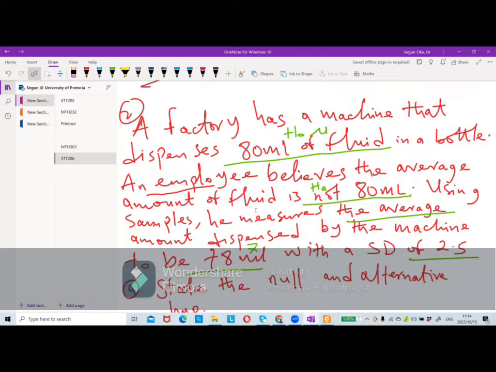On a normal day, if the machine is working perfectly, which is our null hypothesis. When they ask you to state the null hypothesis of something, first of all, analyze it this way. What is the ideal thing that this machine is supposed to be doing? Are you getting it now? The ideal thing for the machine is to produce 80 ml.